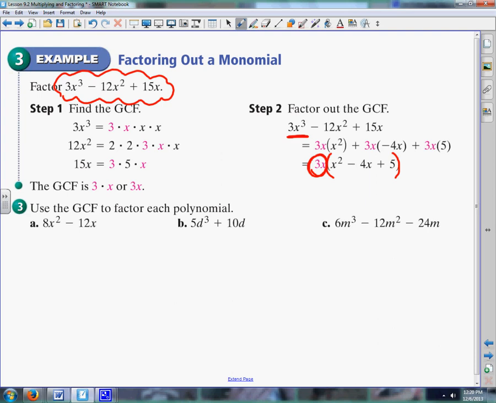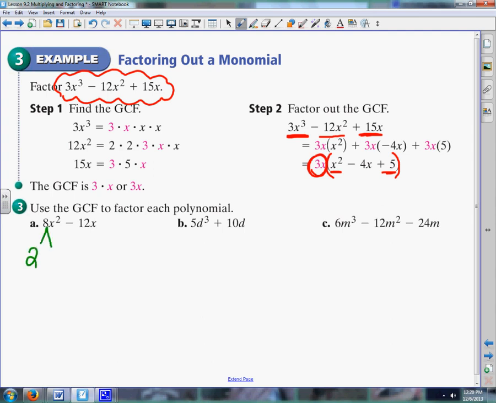Well, how do I get to 3x to the third if I only have 3x? Well, I can times it by x squared. And then how do I get to 12x squared? Well, I'm going to minus 4x, because 4 times 3 is 12, and x times x is x squared. And then how do I get to 15? Well, 3 times 5 is 15. So let me show you on A.